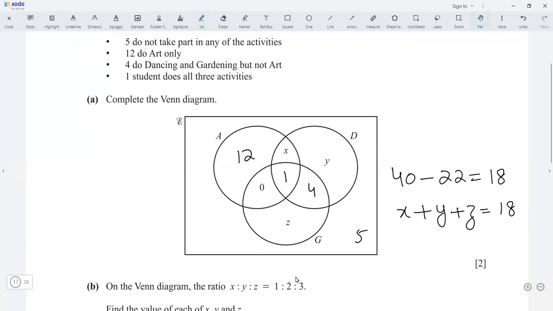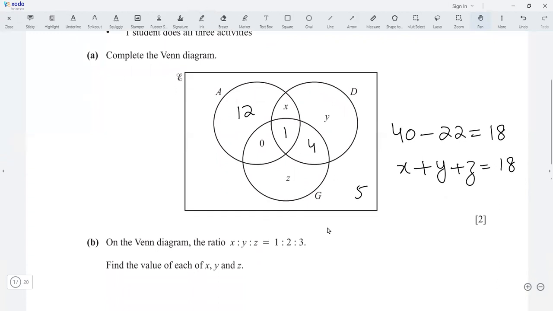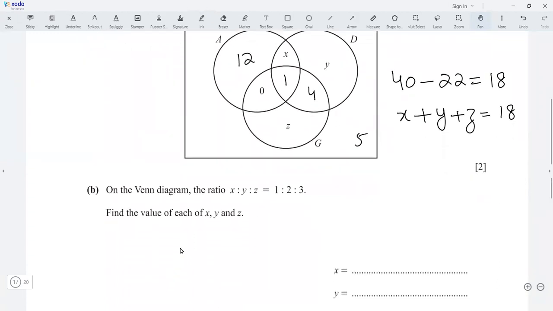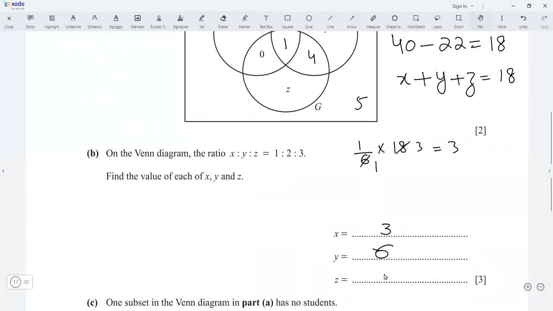They are saying that these are in the ratio 1, 2, 3, so we have to tell each of the values. Say we are finding x. What will be the answer for x? The ratio of x is 1. What's the sum of the ratio? It's 1 plus 2 is 3, plus 3 is 6, and multiply with the total of x plus y plus z, which is 18. If we simplify it, the answer is 3. So x is 3. Then y is 2 times that, so 3 times 2 is 6, and the last one must be 3 times 3, which is 9.